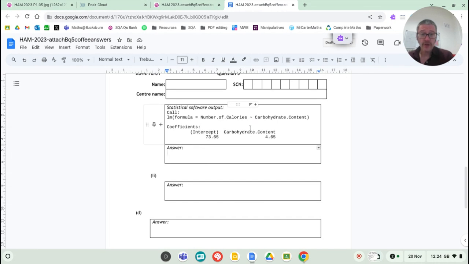We have got the gradient, or the slope, under carbohydrate content, and the intercept. This is where this would cross the y-axis. So our equation is y equals 4.65x plus 73.65.